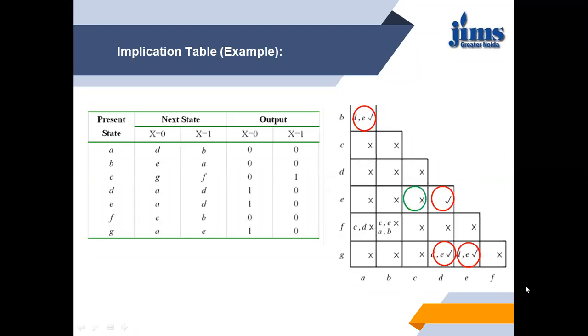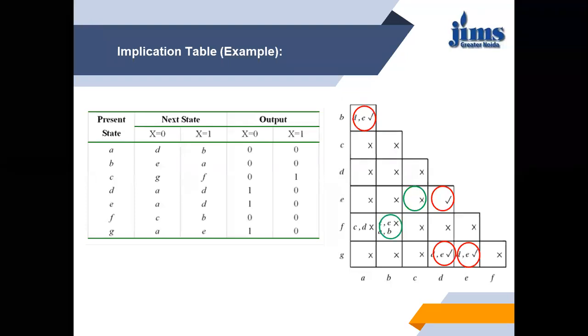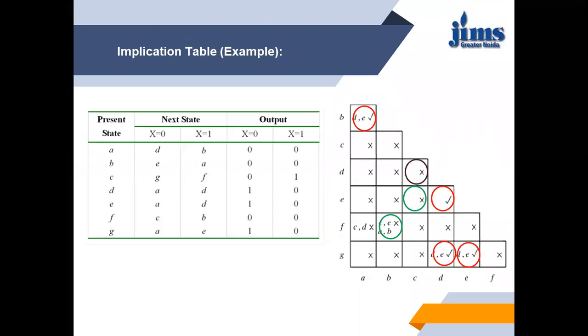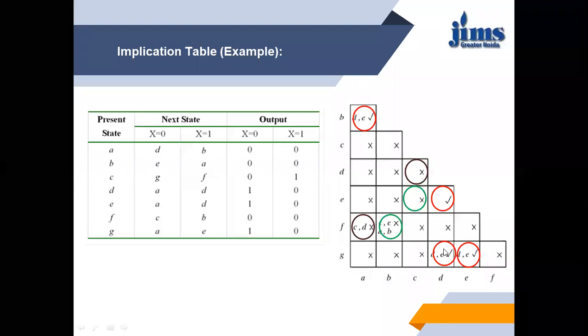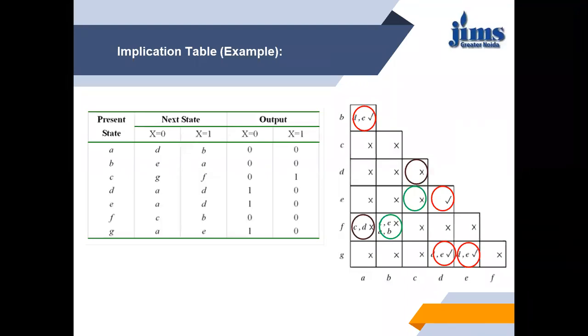So here is the condition, C comma E. C comma E is cross, then where there is C comma E, we have to put a cross. Again where there is C comma D, we have to put a cross. So these states are not equivalent. So where there is a tick, the right conditions are A and B, D and E, D and G, E and G. These states can be merged.